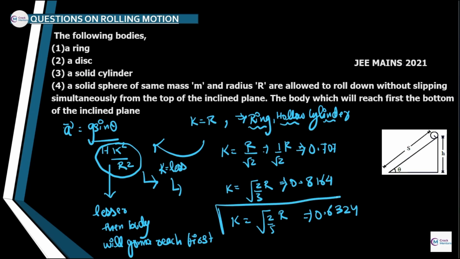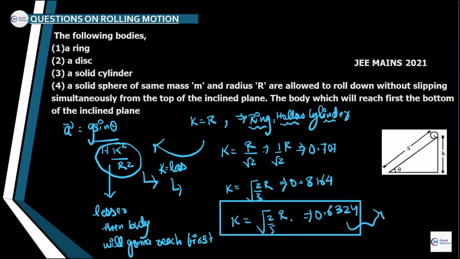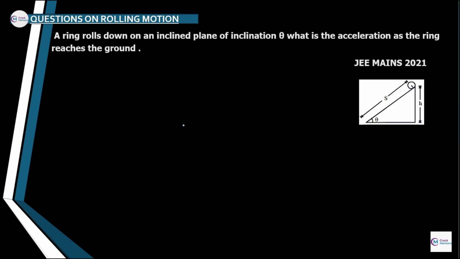This is the smallest k that we have. For what have we observed the value of root 2 upon 5 R? We have observed it for the solid sphere. This is the lesser value, for the solid sphere. Then the fourth option is going to be right. A solid sphere of the same mass m is going to be your answer. Okay. Now let us move to a different question.